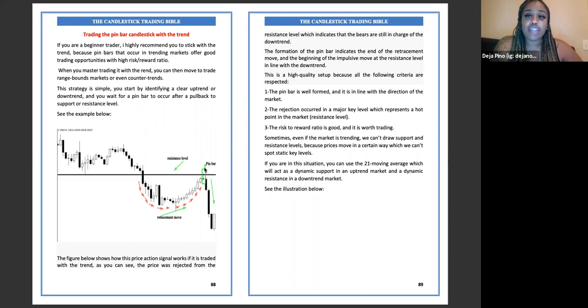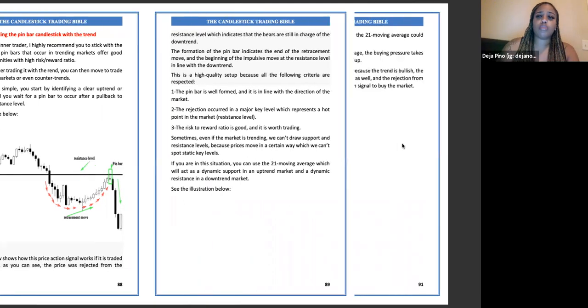Sometimes even if the market is trending, we can't draw support and resistance levels because price moves in a certain way, in which we can't spot key levels. If you're in this situation, you can use the 21 moving average, which will act as a dynamic support in an uptrend and a dynamic resistance in a downtrend. It says, see the illustration below. So this indicator, you should have access to that on Liberty and Hourglass. You should be able to pull up the 21 moving average.